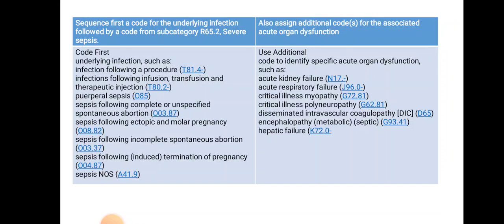Here they have given a list of additional codes like acute kidney failure, acute respiratory failure, critical illness myopathy, critical illness polyneuropathy, disseminated intravascular coagulopathy, encephalopathy, metabolic, septic, hepatic failure. So you have to code first the left side, followed by the severe sepsis code, and then you have to code the right side additional codes for the acute organ dysfunction.